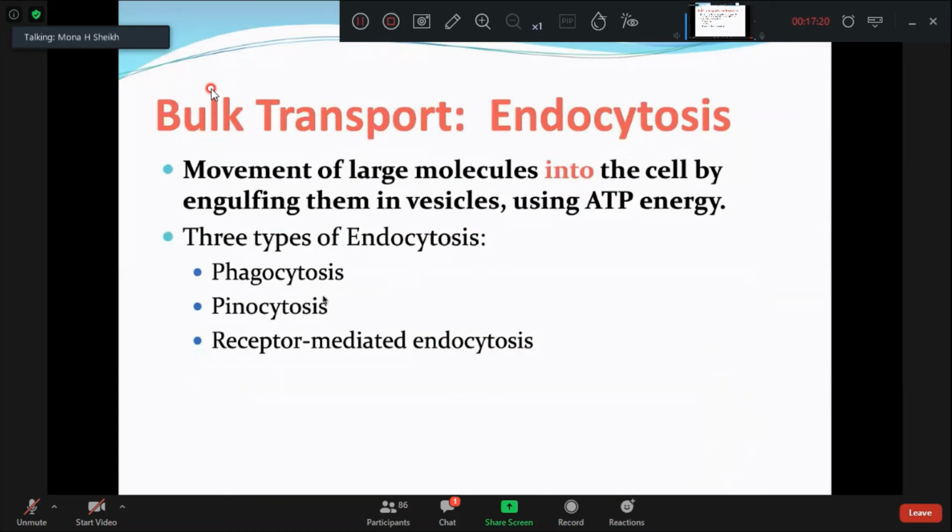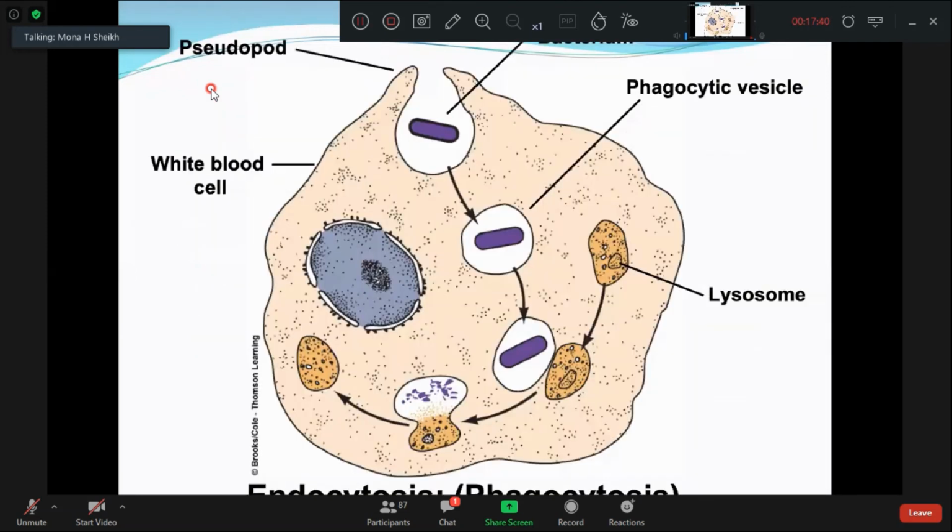So there are three types: phagocytosis, like the ones that the macrophages do. They produce pseudopods, they engulf the material and get it inside them. Pinocytosis, where it is just for water or droplets, or receptor-mediated endocytosis. So there is recognition, like the antibody-antigen complex.